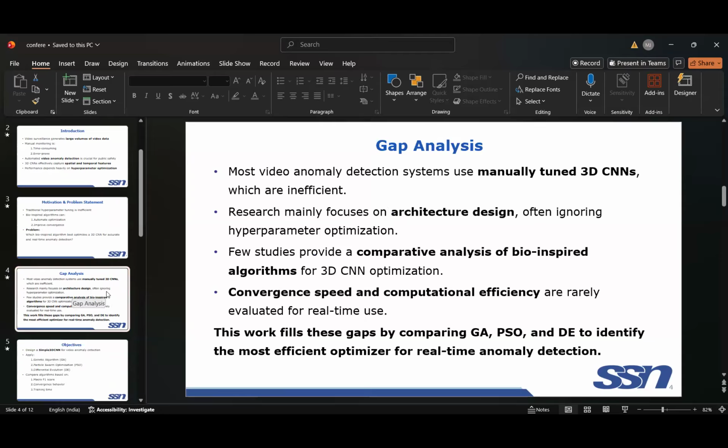So we move on to gap analysis. Most existing systems rely on manually tuned 3D CNNs. Research mainly focuses on architecture improvements, often ignoring hyperparameter optimization. There is limited comparative analysis of bio-inspired algorithms for 3D CNN optimization. Also, convergence speed and computational efficiency are rarely evaluated. So our work fills these gaps by comparing genetic algorithm, particle swarm optimization, and differential evolution in a systematic manner.